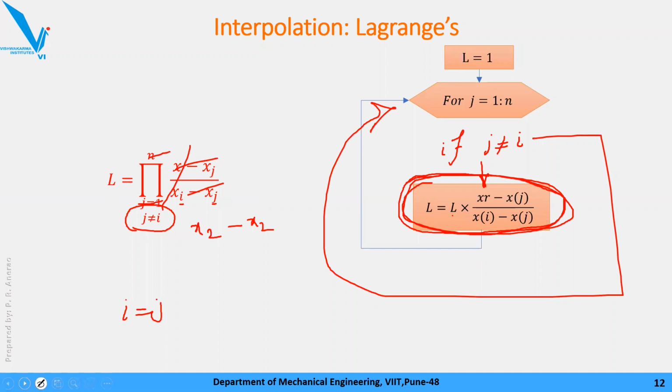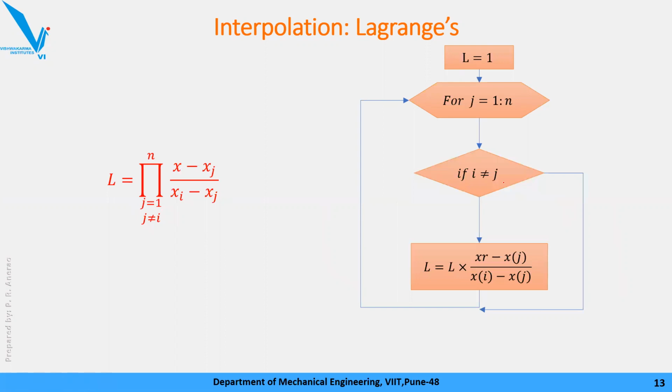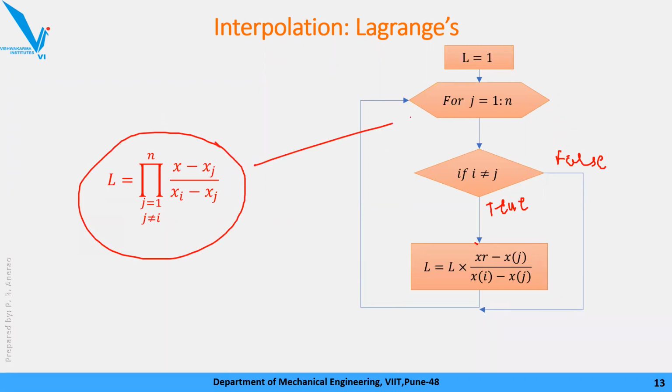Right? So I have added that condition here. If i not equal to j, if this value is true, then and then solve this. Otherwise false अगर होगा तो don't do it. False मतलब i is equal to j. Right? So we have taken care of this L also.